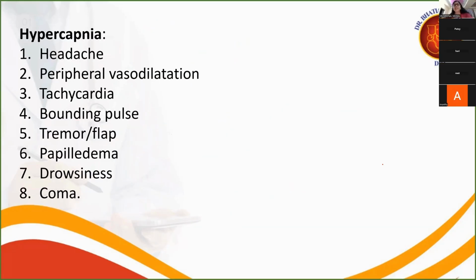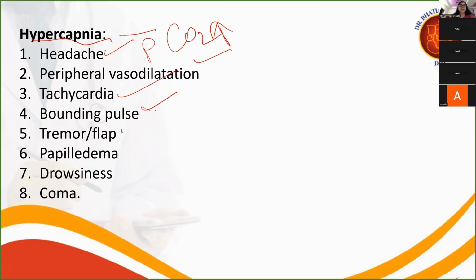What will be the signs and symptoms of hypercapnia? If you are having a high level of partial pressure of CO2, that is PCO2 is raised, you will have headache, vasodilatation, tachycardia, bounding pulse, tremors, flap, papilloedema, drowsiness, and coma. So these are the signs and symptoms of hypercapnia.